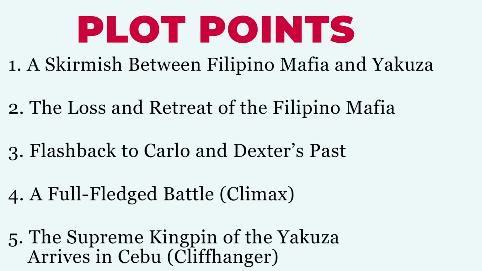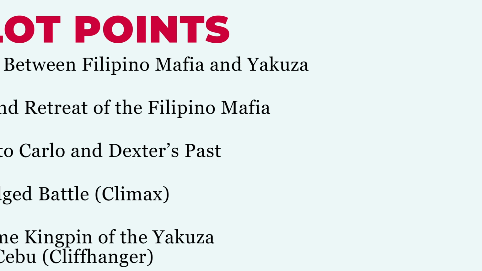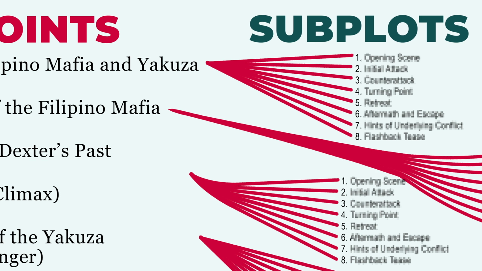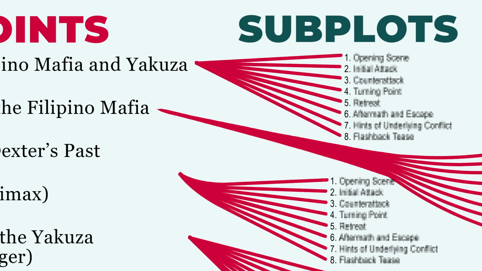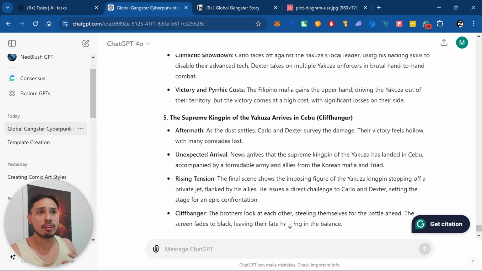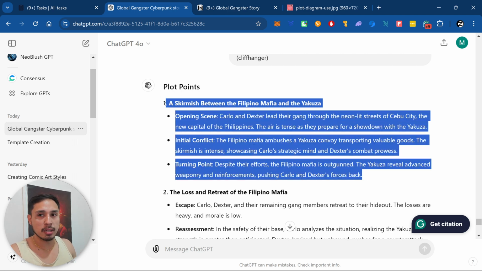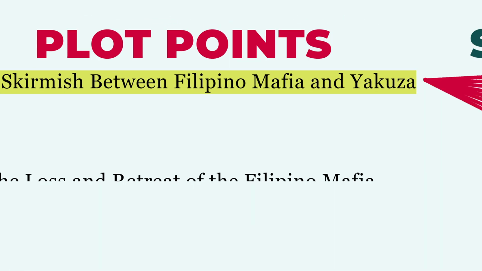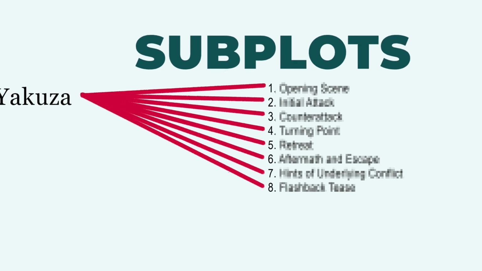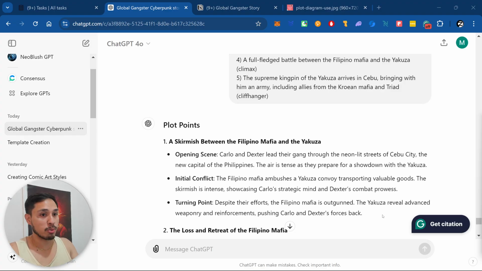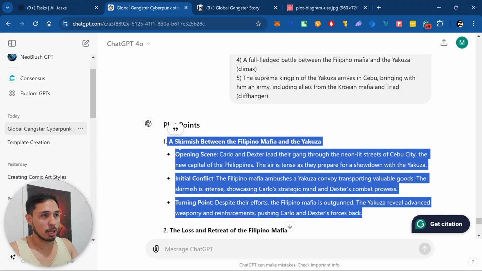So what you can do at this point is flesh out each individual plot points to make sure that everything is cohesive before you move on to the script writing. However, for brevity's sake, I'm just going to focus on the first part because this plot point could be a 20-page comic issue by itself. So what I'm going to do now is brainstorm further, focused on this plot point.